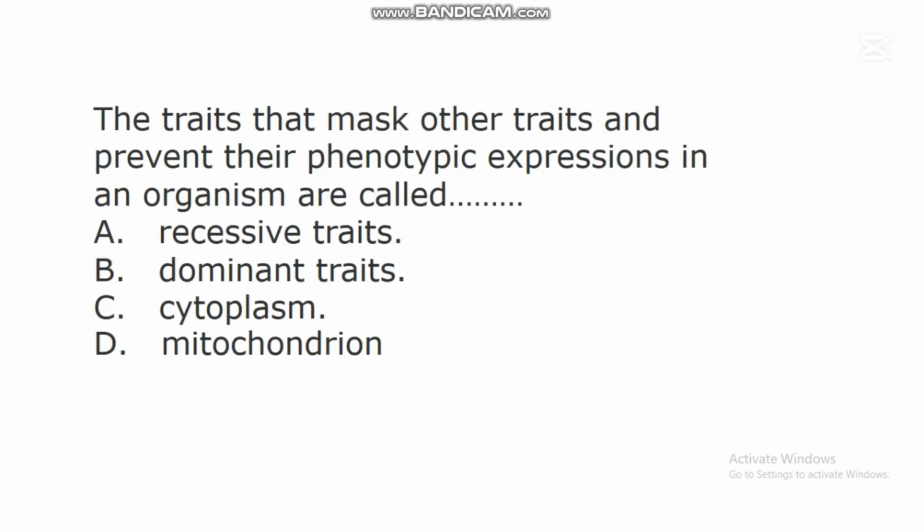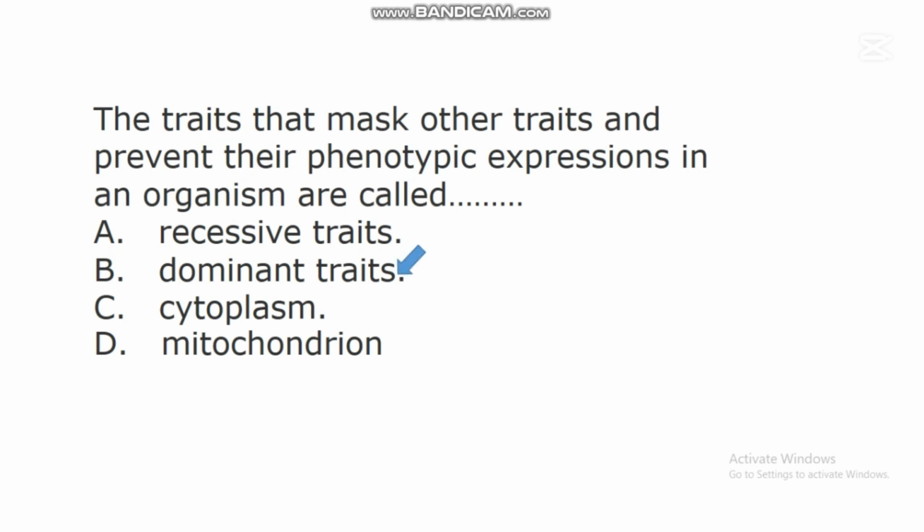The next question says, the traits that mask other traits and prevent their phenotypic expressions in an organism are called dash. A, recessive traits. B, dominant traits. C, cytoplasm. D, mitochondrion. In this question, the correct answer is B, dominant traits.